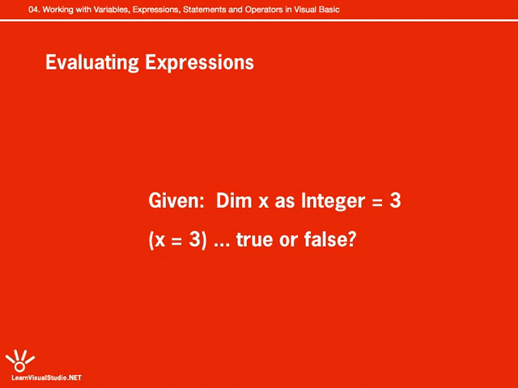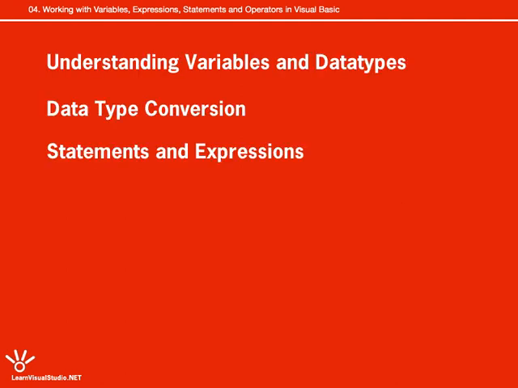And let's do one last one. Given that dim y as integer is initialized to the value of 4, is y not equal to 3? Is that true or false? That's obviously true. 4 is not equal to 3. Okay, so I think you get the idea, and this is going to be important. It might seem so obvious, but we're going to use this in the next lesson quite a bit.